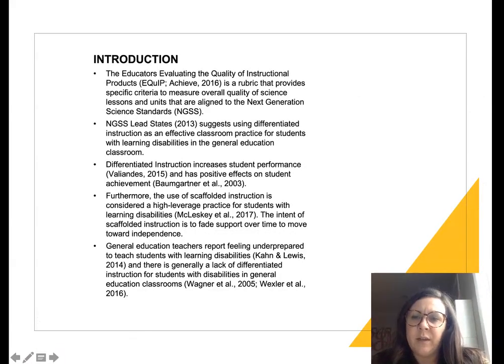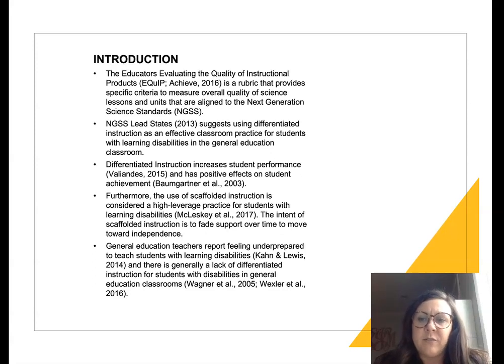The Educators Evaluating the Quality of Instructional Products, or EQUIP for short, is a rubric that uses specific criteria that measures the overall quality of lessons and units that are aligned to the Next Generation Science Standards, or NGSS. The NGSS recommends the use of differentiated instruction as an effective classroom practice for students with learning disabilities who are learning in general education classrooms.